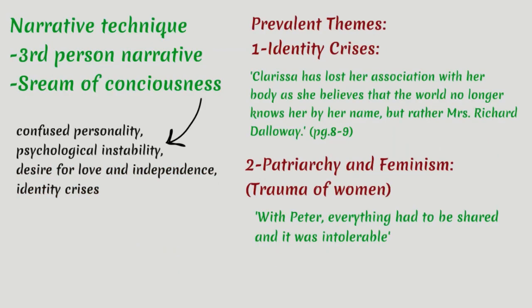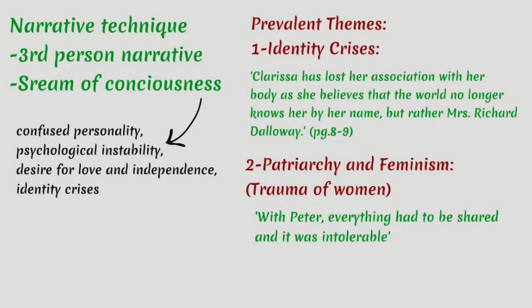The novel is written in third-person narrative using the stream of consciousness technique. Through this technique, Woolf has shown the confused personality of characters, their psychological instability, their desire for love and independence, along with their identity crisis. The themes extracted from the novel are the following.